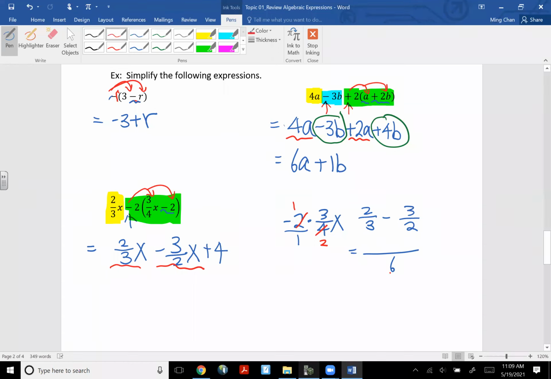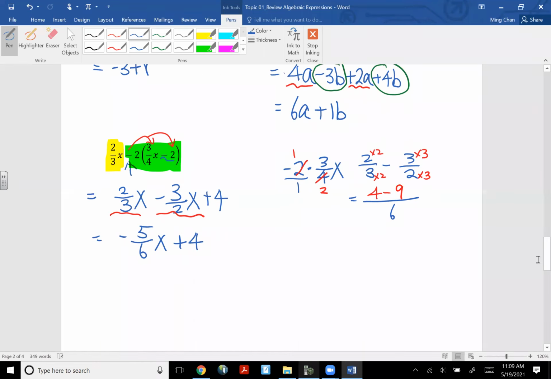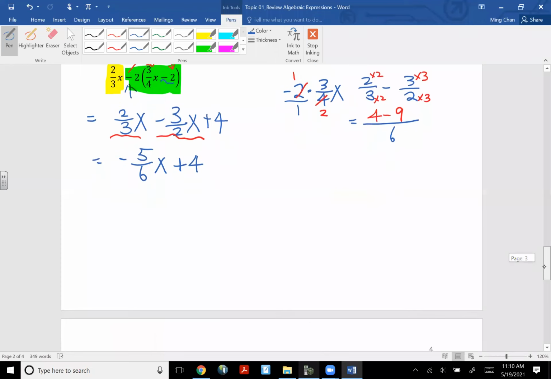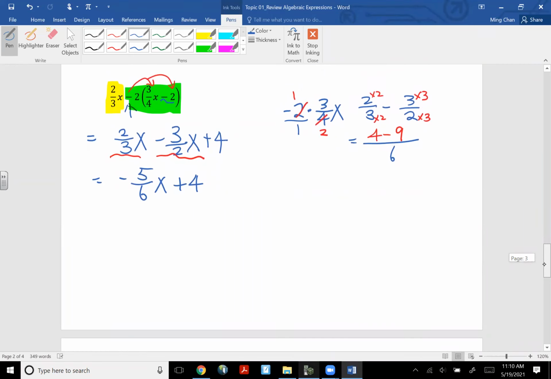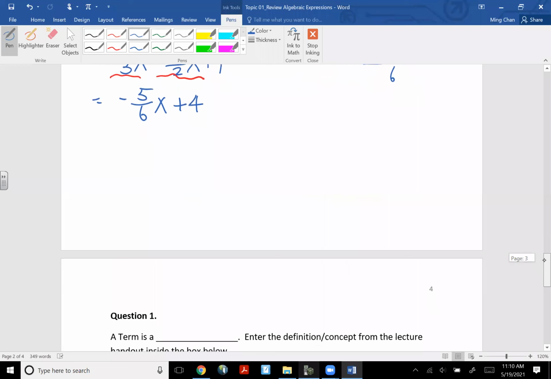All right, 3 becomes the new denominator 6, so we have to multiply by 2. Numerator times 2, so that will be 4 minus. The old denominator 2 becomes the new 6, times by 3. Numerator times 3, that will be 9. So 4 minus 9, terms with different signs, we subtract. So that will be -5/6x plus 4. Okay, so just real quick, reminding you how to multiply fractions and add and subtract fractions.